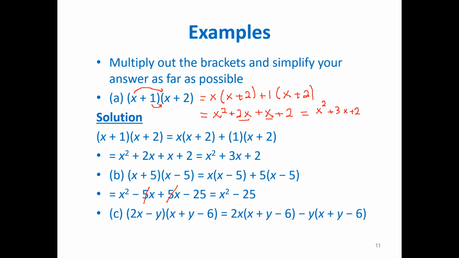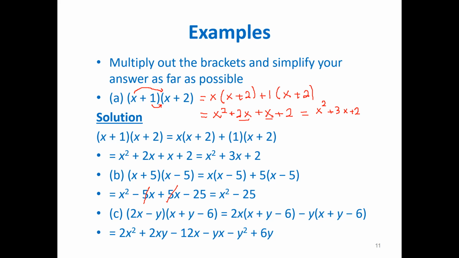So 2x multiplied by x is 2x squared, and 2x multiplied by y is 2xy. 2x multiplied by minus 6 is minus 12x. And for the second bracket, we have minus y multiplied by x, that is minus yx. Minus y multiplied by y is minus y squared, and minus y multiplied by minus 6 is positive 6y, because minus multiplied by minus is positive, and y multiplied by 6 is 6y.